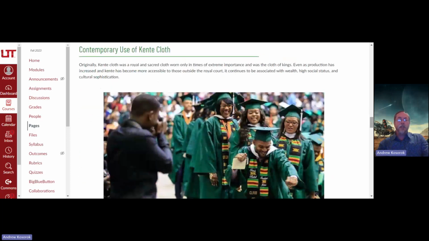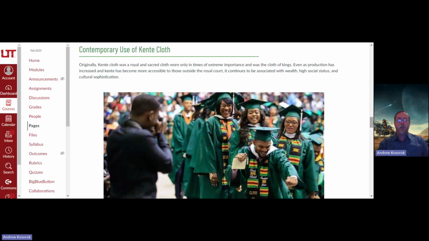Now, Kente cloth today is used as, for example, school colors for private schools. It's used as treasured family heirlooms. It's used to honor somebody who's done something wonderful for the community or has saved lives and helped other people.